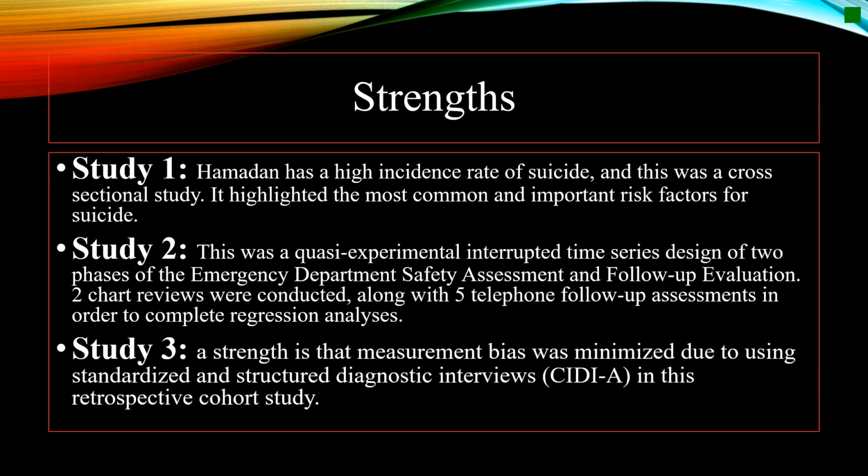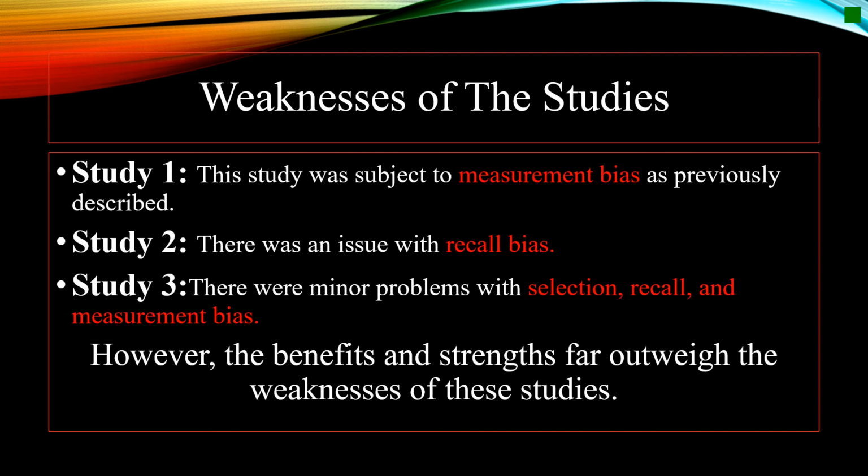Now, what about the strengths of these studies? Well, for study 1, Hamadan already had a high incidence rate of suicide, and this was a cross-sectional study. This means that it highlighted the most common and the most important risk factors for suicide. In study 2, we have emergency department data that had 2 chart reviews and 5 telephone follow-up assessments. In case you missed a person once, you were sure to get them again in future calls. And in study 3, the measurement bias was minimized due to using standardized diagnostic interviews. What were the weaknesses of these studies? Well, as I've indicated before, the first study was subject to measurement bias. The second study had some recall bias, and study 3 had a little bit of all. However, the benefits and strengths far outweigh the weaknesses of these studies.